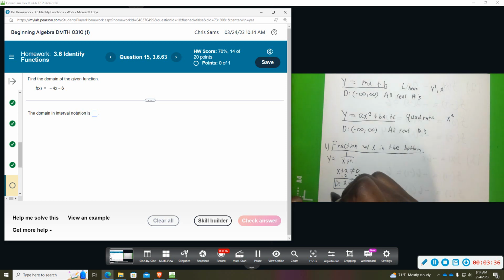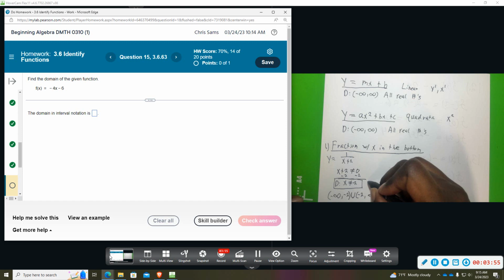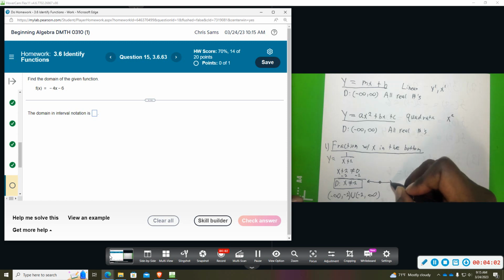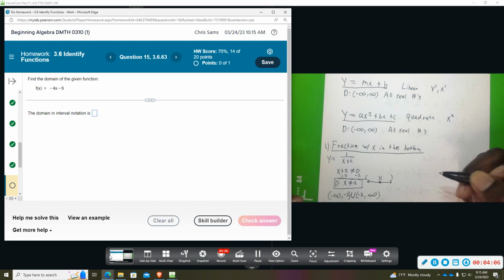Meaning I can go from negative infinity all the way, no, this should be negative 2, I'm sorry, all the way up to negative 2. And then I would have to stop at negative 2 and then go to the other side of negative 2, and then I can go to positive infinity. It's like taking a number line and then removing this one point, and then it separates your number line into 2 pieces. This side and this side. Okay, it's like making a gap. And so that's how we get those 2 parts.